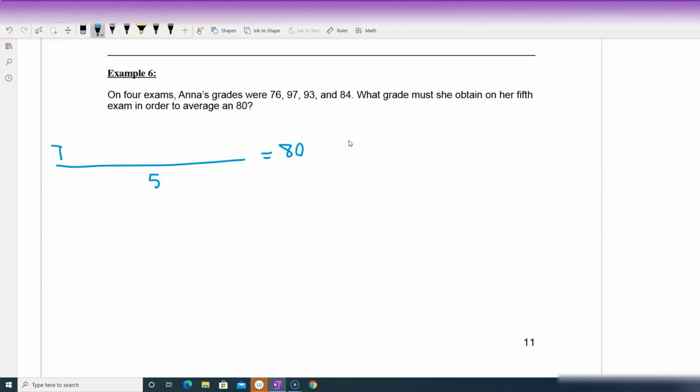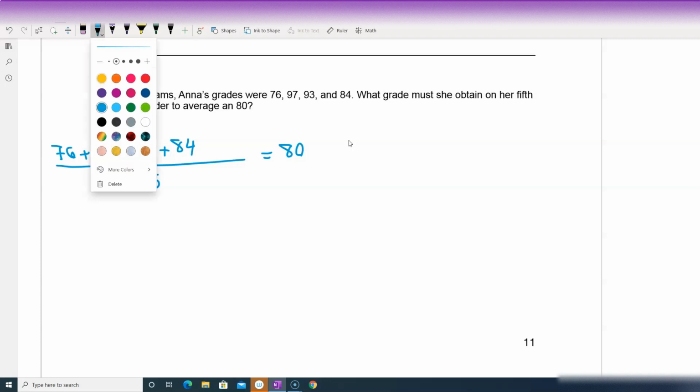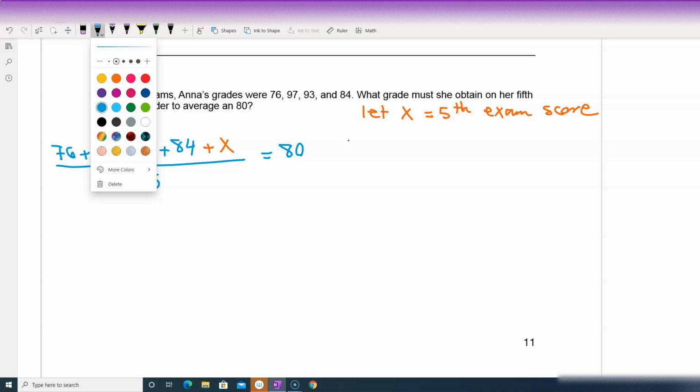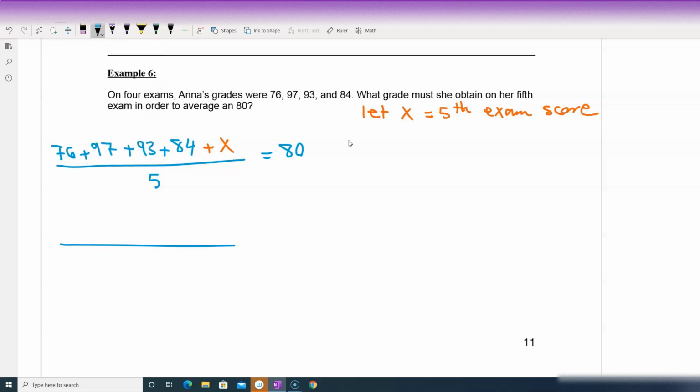And on top we have 76 plus 97 plus 93 plus 84. Now, what is the fifth one? I'm defining a variable for that. So let x be our fifth exam score. So here we have plus x. So add all these numbers. We have 350 plus x divided by 5 equal to 80.